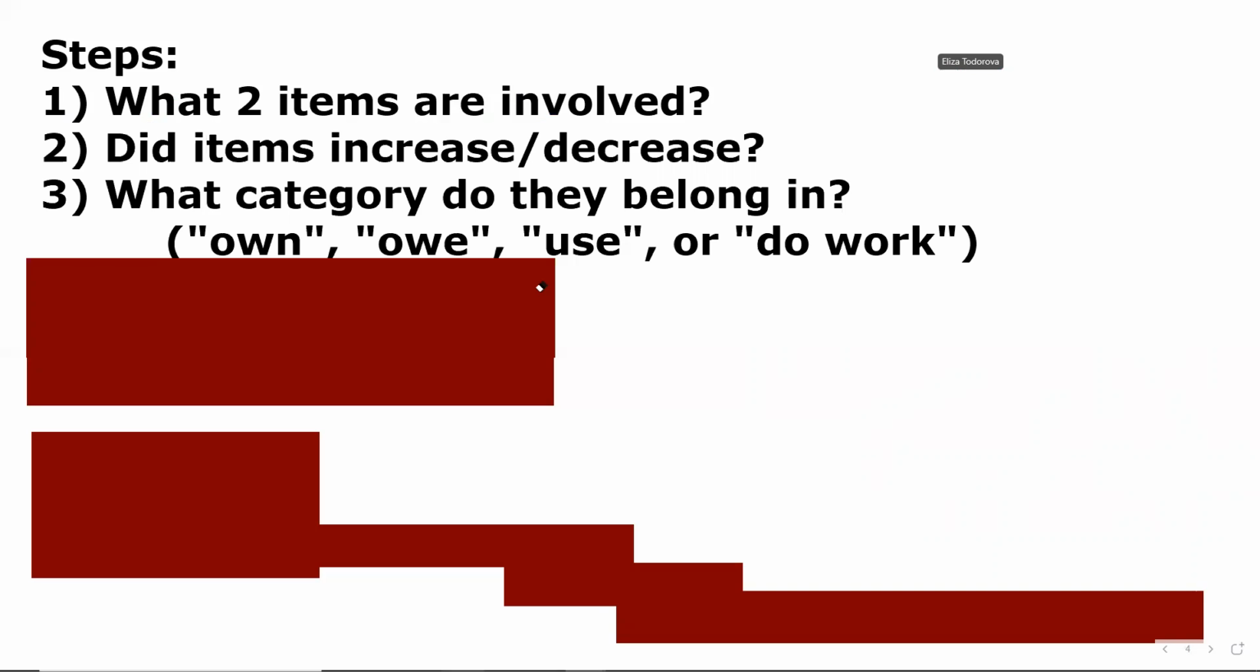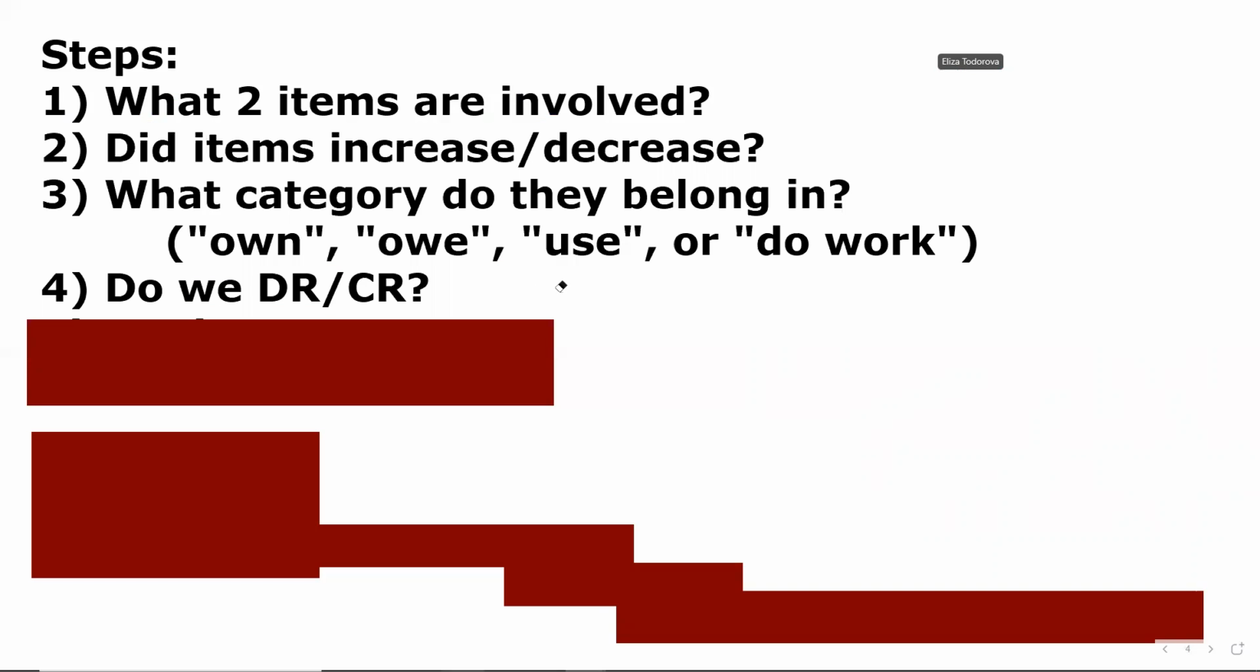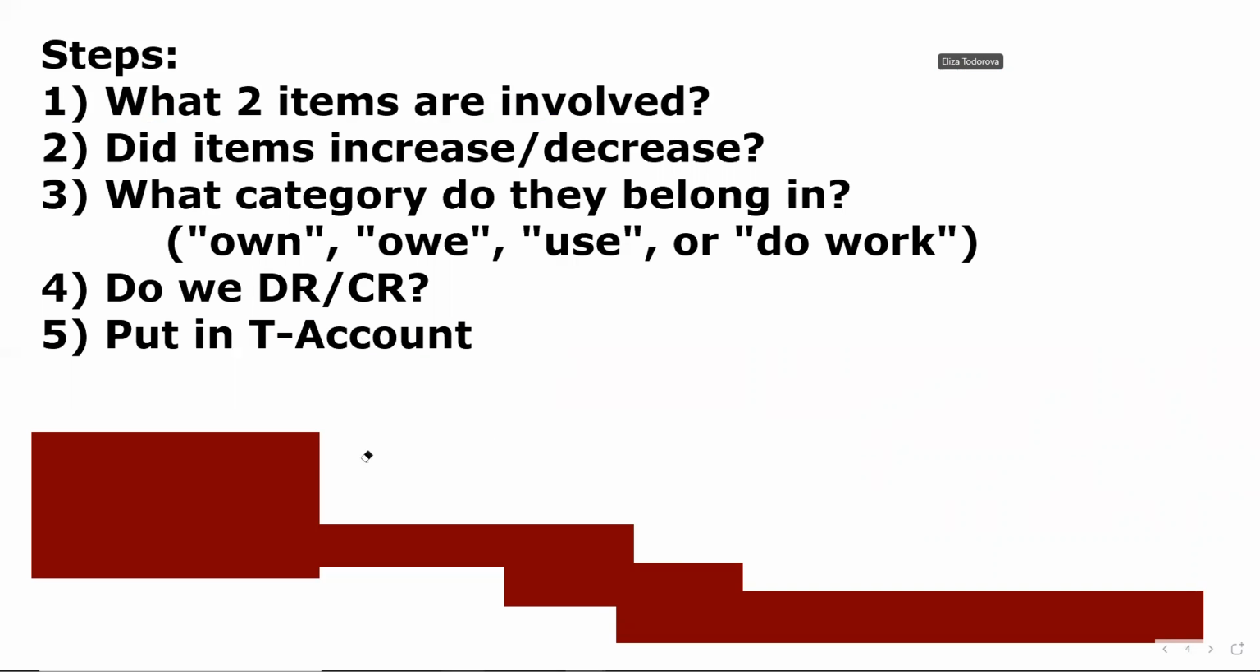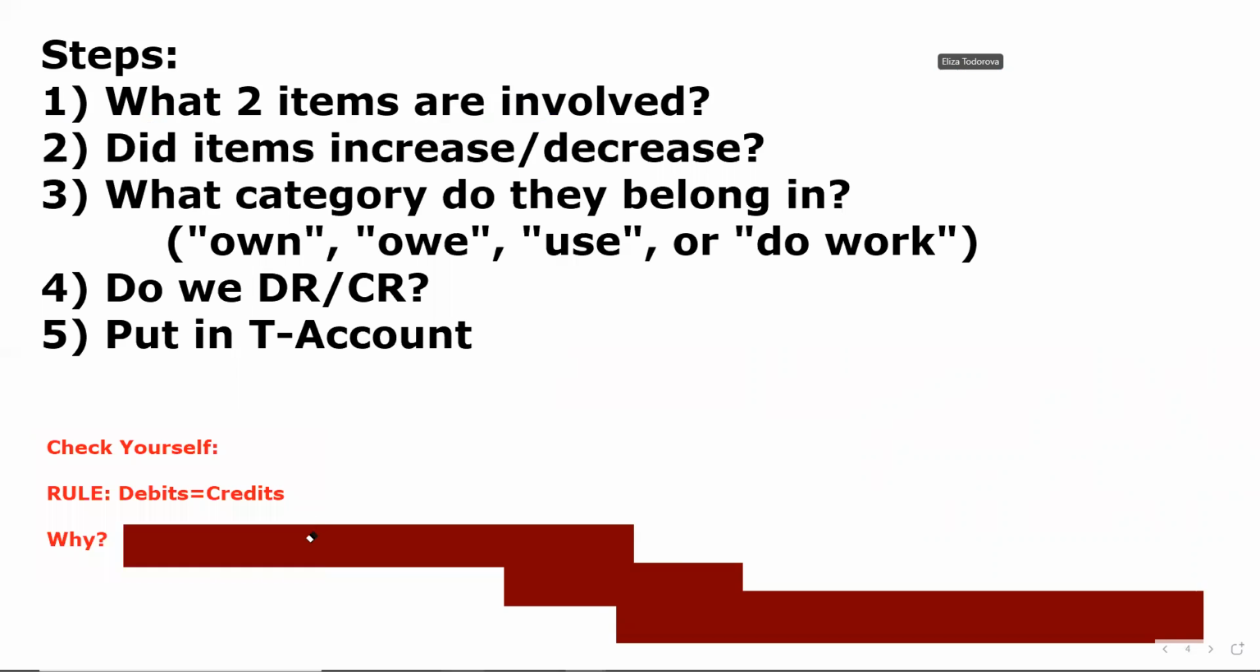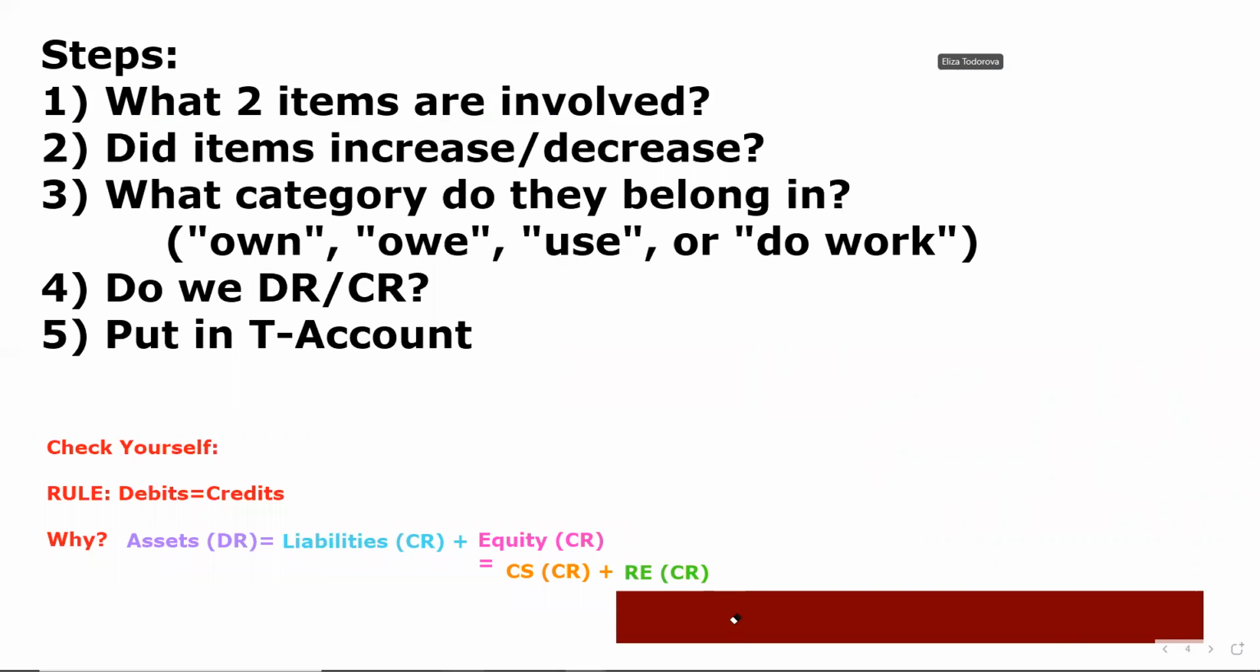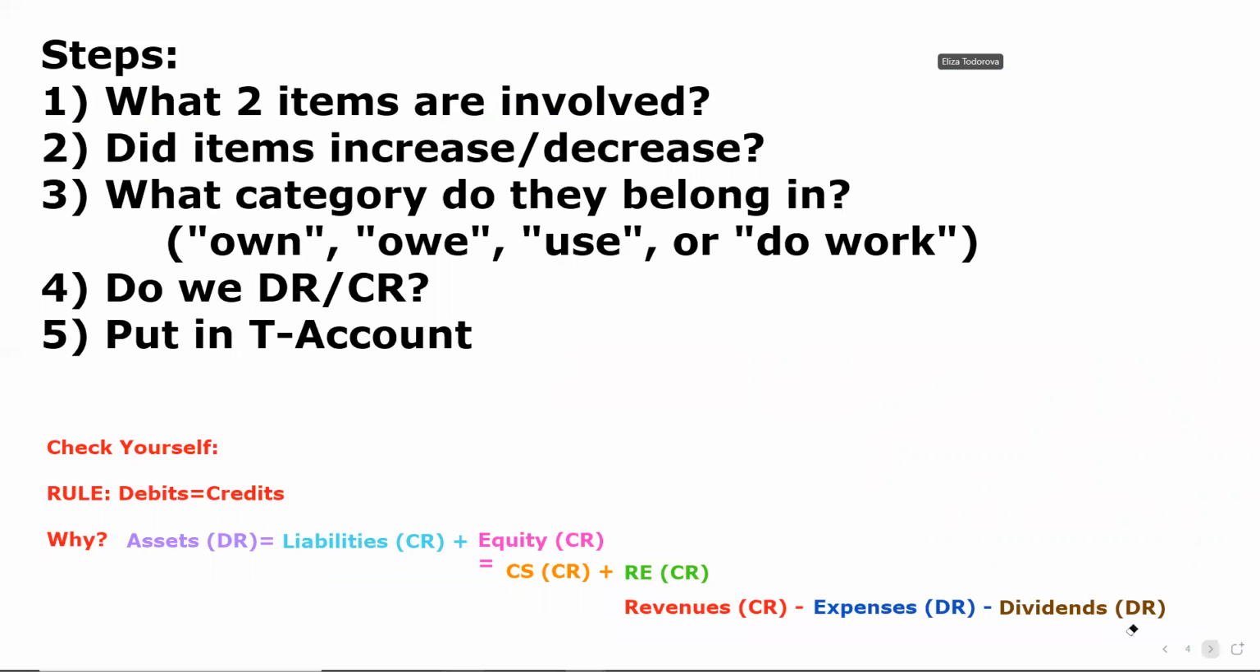Then you have to think about whether we debit or credit the account based off those increases or decreases. And then finally, you put in the accounts. And of course, you check yourself. Debits have to equal credits always. And that's the formula if you want a brief recap.